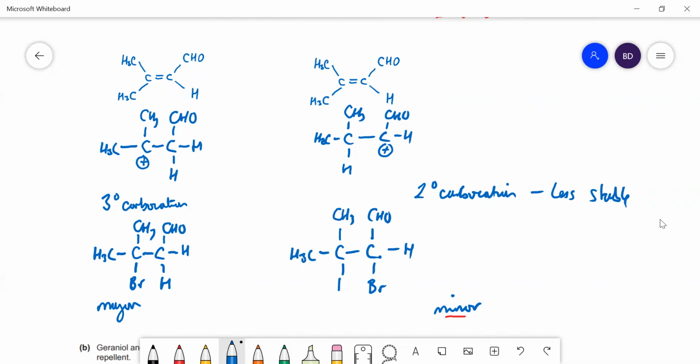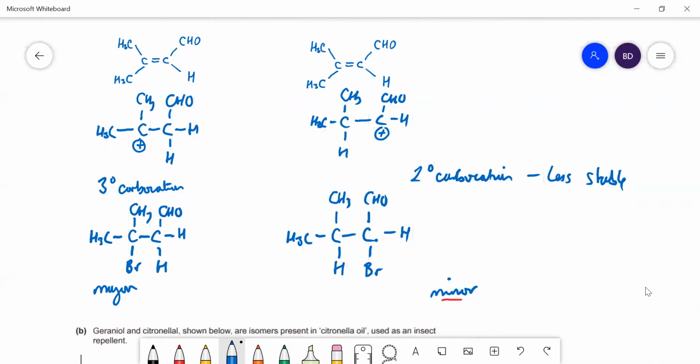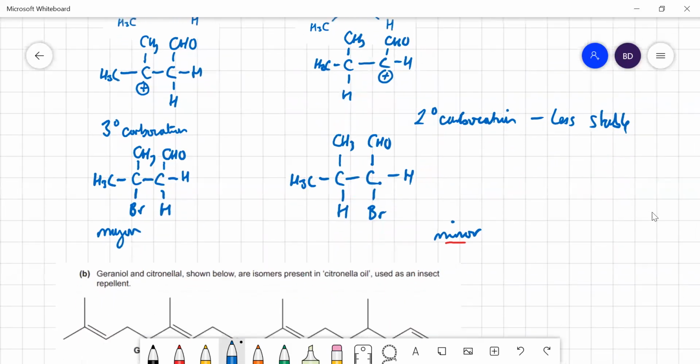to form. You don't really need to draw all those diagrams out in your answer. It's only 2 marks, you probably wouldn't have time to, but I've just done that to explain. You just have to say that the major goes through the tertiary carbocation, the minor through the secondary, and the tertiary is more stable than the secondary.